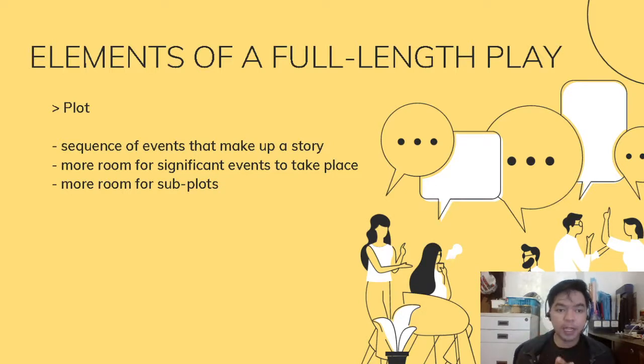So plot again is a sequence of events that make up a story. Unlike one act play, in full length plays, there is more room for significant events to take place and more room for subplots to happen. Since again, when you say full length plays, it actually runs for an hour or even 2 hours or more, depending on the complexity of the story.